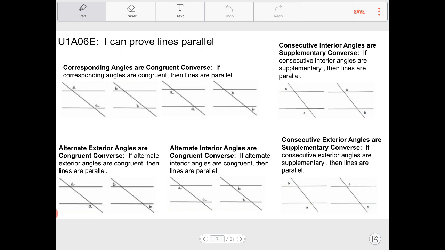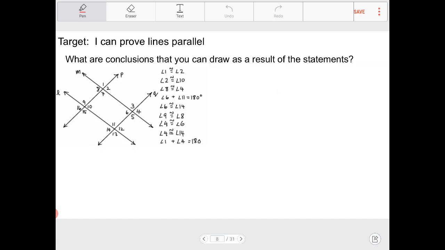So let's try to apply some of these ideas. Again, I'm not going to jump into a formal proof, but let's just try to get a hang of this idea. Based on the statements provided right now, we're going to assume that all of these statements are true. What kinds of conclusions can you draw as a result of this? Pause the video to see if you can make any conclusions here.